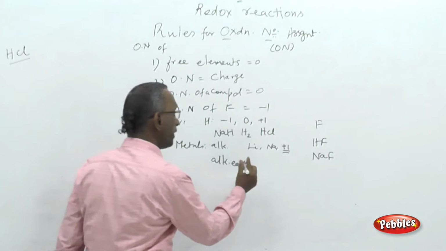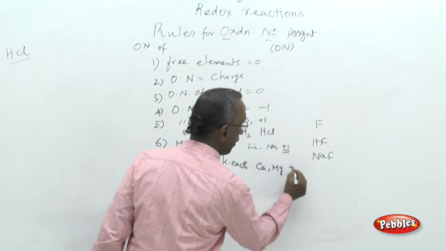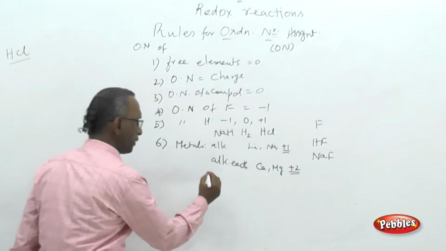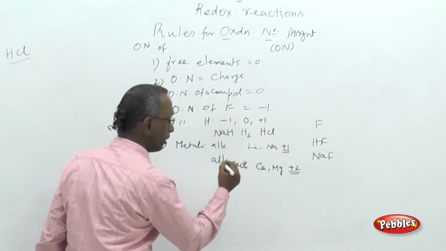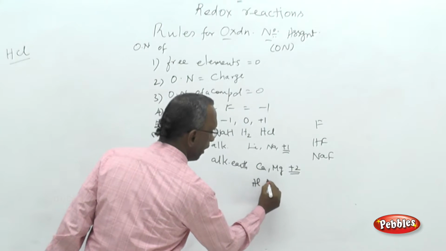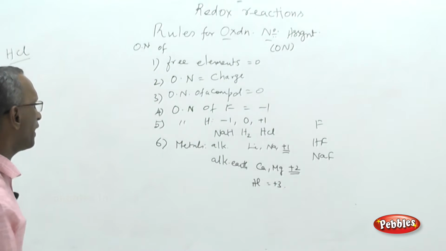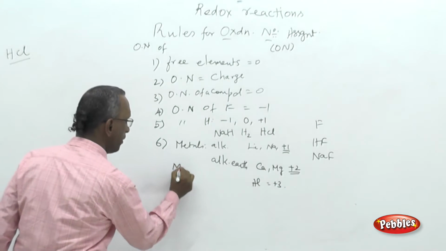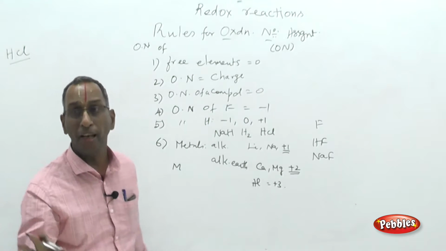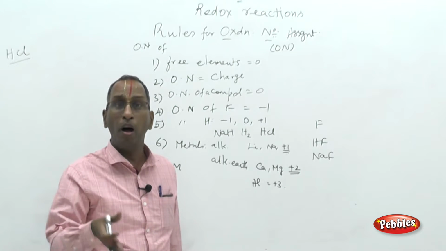So alkaline earth metals, calcium, magnesium, etc., their oxidation state is taken as +2. And metals in the aluminum group, boron, aluminum, gallium, indium, thallium, etc., the oxidation state is +3. So in general for metals, hardly will they lose 3 electrons at maximum. But it should not be confused with the oxidation state.